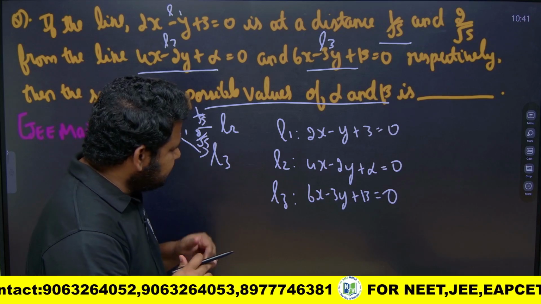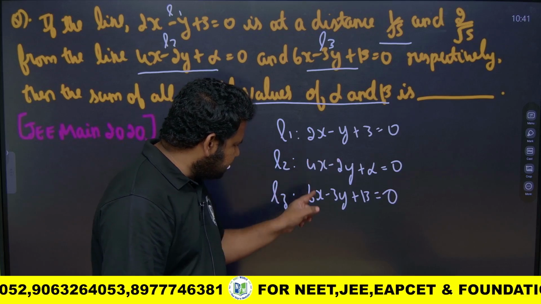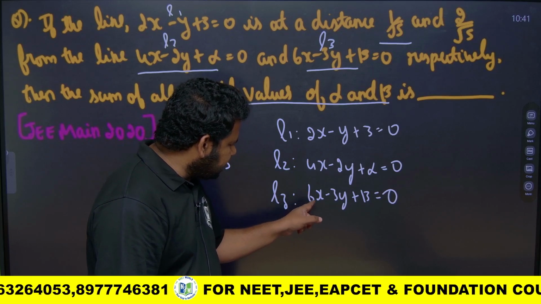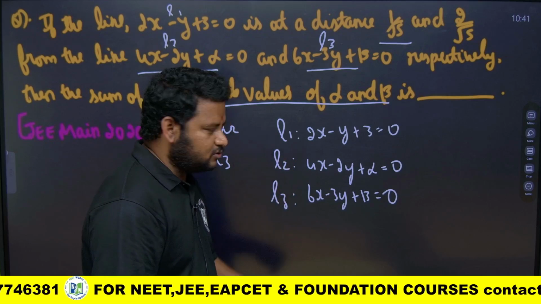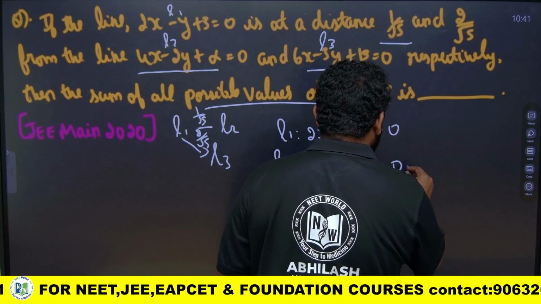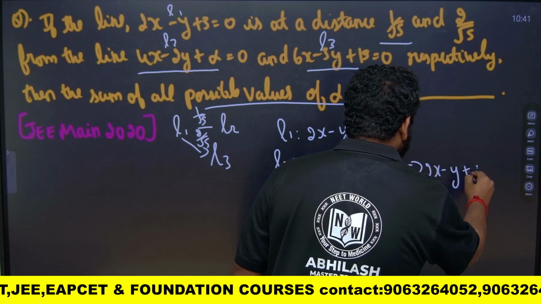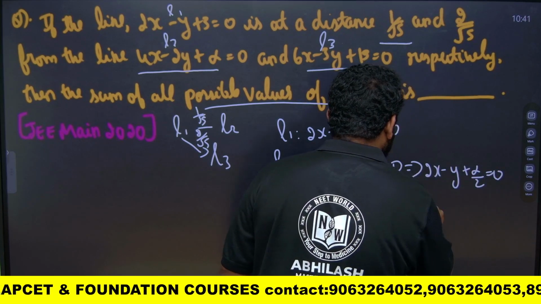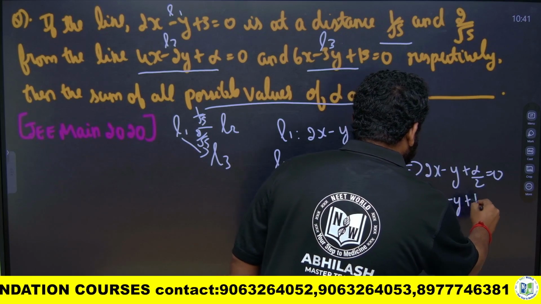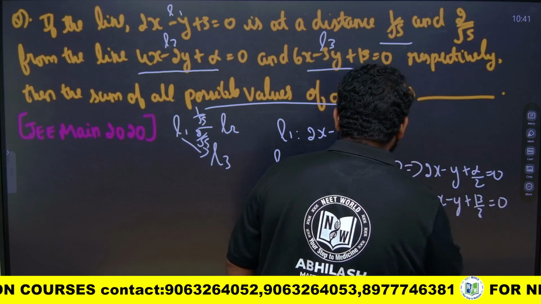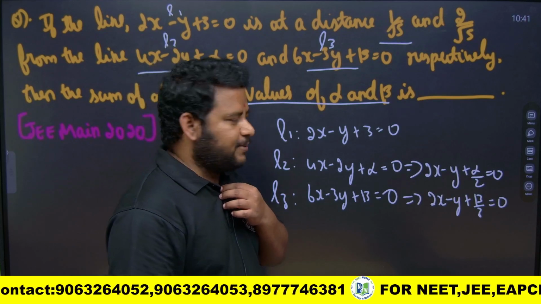If you look at this, if I divide this by 2, again I will get 2x minus y. If I divide this by 3, again I will get 2x minus y. So I can see that I can get something like parallel lines. So let me try out. This is 2x minus y plus 3 is equal to 0. If I divide this by 2, I will get 2x minus y plus alpha by 2 is equal to 0. This is second line. This if I divide by 3, I will get 2x minus y plus beta by 3 is equal to 0. So what do I get? L1, L2, L3 are parallel lines.